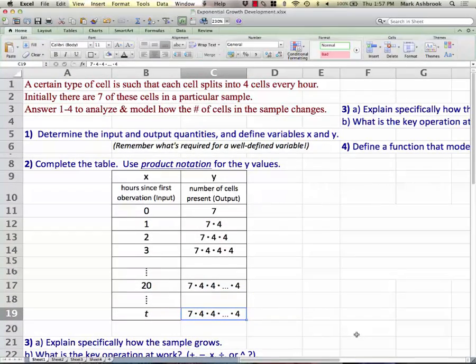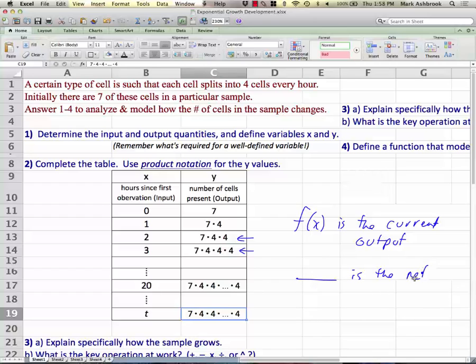So if f of x is the current output, how would you represent the next output? So here's your current output, and say that's f of x. How would you represent that? I think everyone should think about this. Let's talk with your neighbor. This is a great little question here. If f of x is the current output, how would you represent what we're calling the next output? Agree with the person next to you. See if you can come up with it.